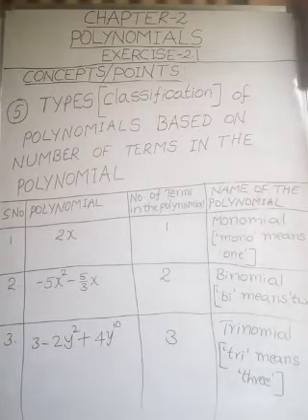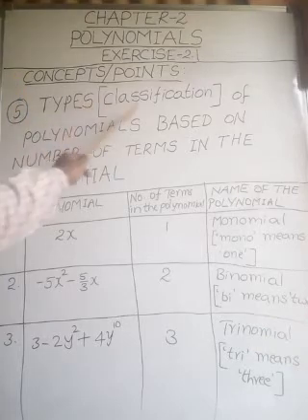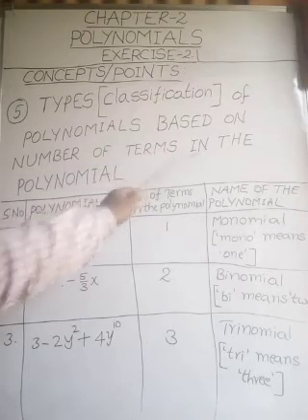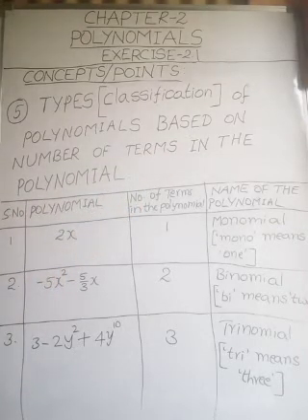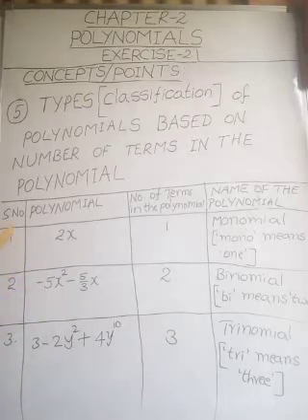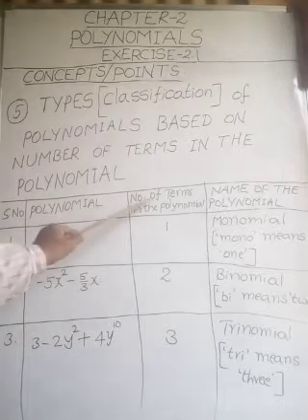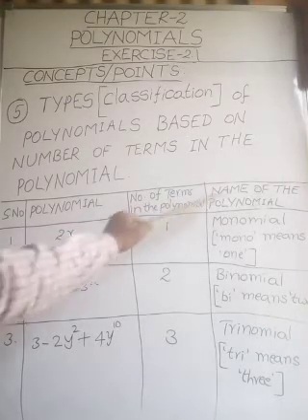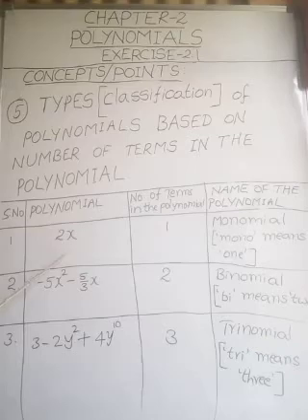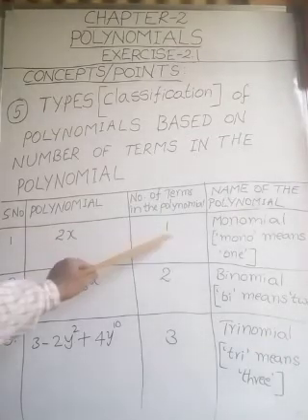Now come to the next point, that is types or classification of polynomials based on the number of terms in the polynomial. This is one classification, one type of polynomials based on the number of terms. Let us take some examples. See here, I wrote here polynomial, here number of terms in the polynomial, here name of the polynomial. If you take this first example, 2x, how many terms are there? Only one term.